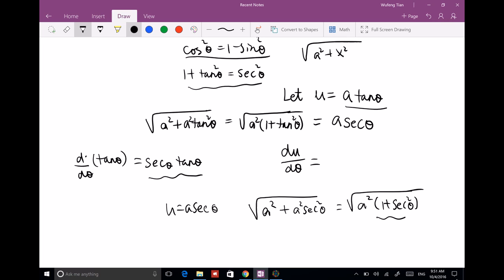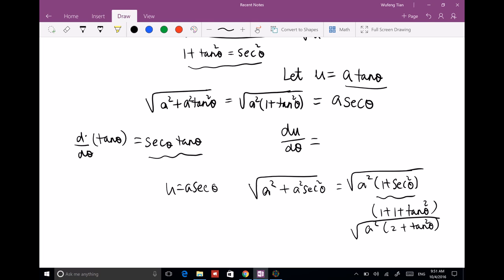But if we do that, the 1 plus secant theta squared, we don't have a trigonometry identity for that. But we have 1 plus tangent theta squared equals secant theta squared. If you have 1 plus secant, well, secant squared is 1 plus tangent squared, so you're going to have 1 plus 1 plus tangent theta squared, which is 2 plus tangent theta squared. And then the square root is still there. Does it make sense? Yeah, you got it right. Very good. That's a good question.